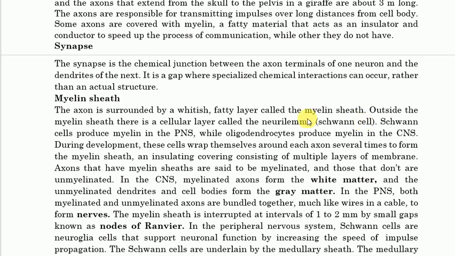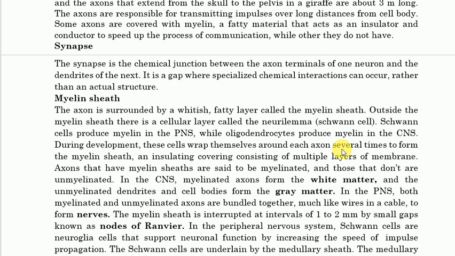So G1 cell produce myelin in the peripheral nervous system. Tutaenda kuona kwa mbele kidogo peripheral nervous system ni nini. While oligodendrocytes produce myelin in the central nervous system. So you see G1 cell in the peripheral, then oligodendrocytes in the central nervous system. During development, these cells wrap themselves around each axon several times to form the myelin sheath. An insulating covering consists of multiple layers of membrane.